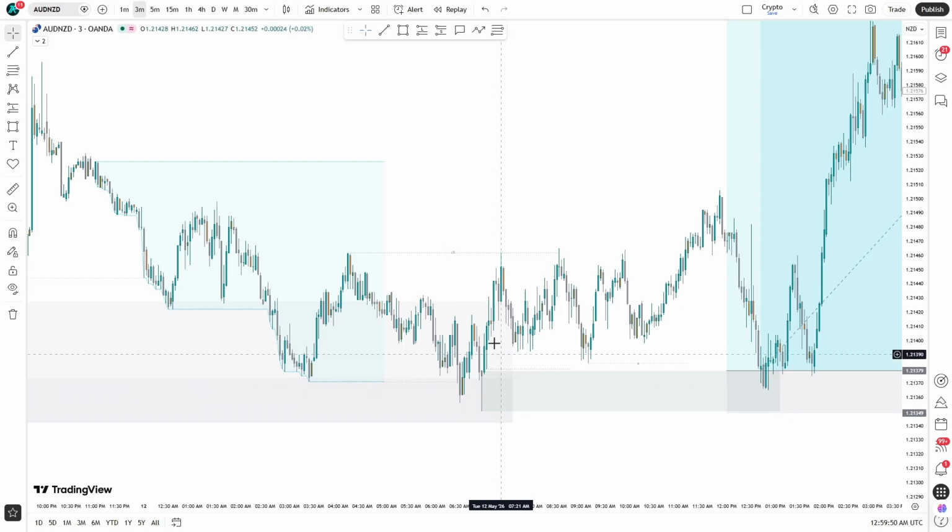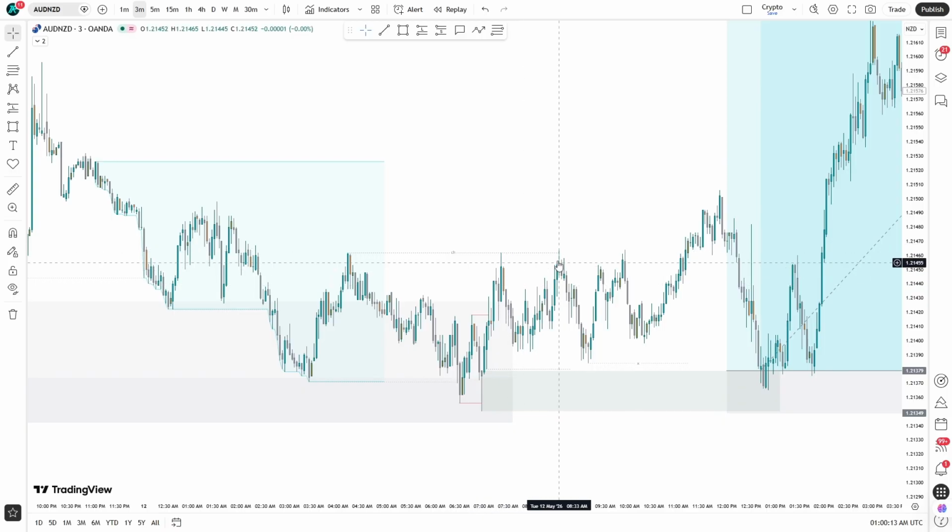So after this mitigation, we had a little change of character here. That's like an internal choke. That's what we actually had here. But you can use that as a confidence that market is about to reverse. That's what we had here. And we had a little bit of imbalance, a very small imbalance.